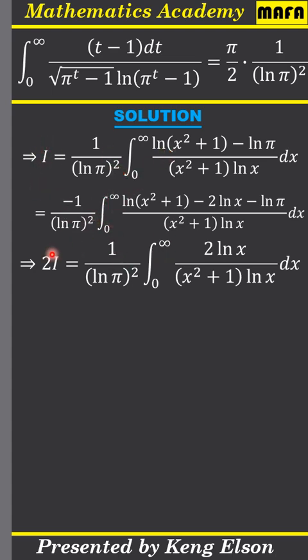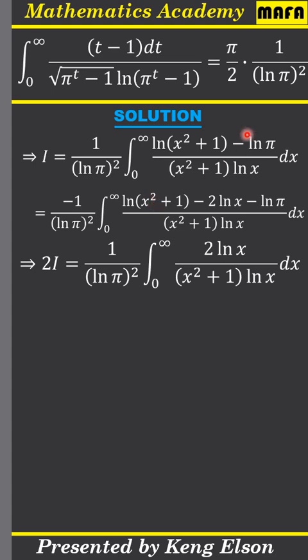When I add I to I, I get 2I, because this is also I, so we are just adding the two equations. Now 1 over ln pi all squared is common. Since you have the same bounds of integration, I'll have the integral from 0 to infinity. They have the same denominator, which is x squared plus 1 times ln x. Now I'm going to take the ln of x squared plus 1 plus negative the ln of x squared plus 1, which is just equivalent to the ln of x squared plus 1 minus the ln of x squared plus 1.